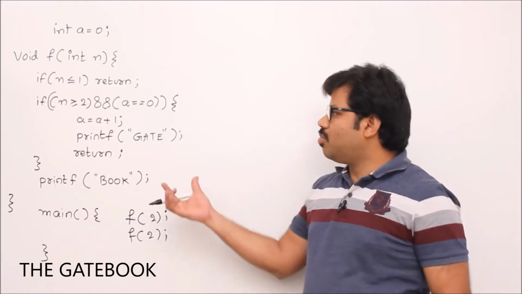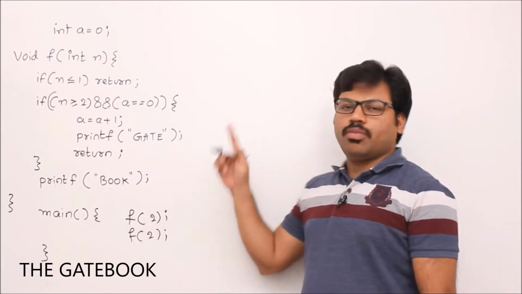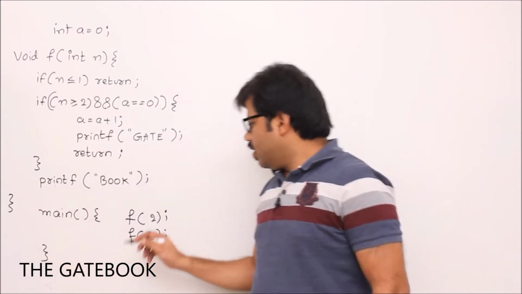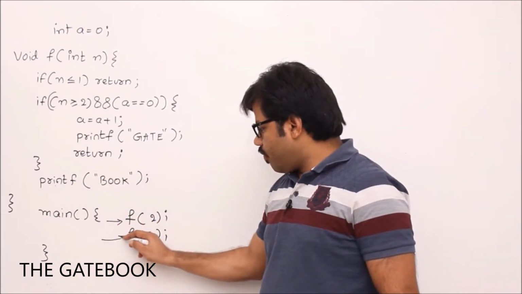Now we'll see one more program, which is a recursive program, and a very small one. Here I would like to tell one important point through this program. In the main method, we are calling a function f two times: f of 2, f of 2.